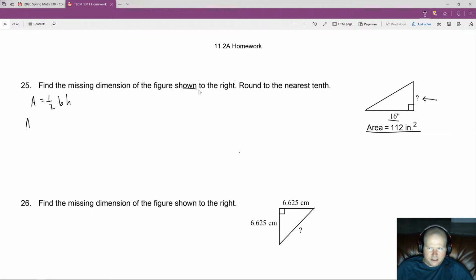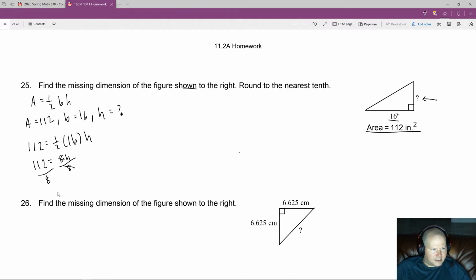We know that area is equal to 112. We know the base is equal to 16, but what we don't know is the height. So we just plug it into the formula, which gives us 112 is equal to 1/2 base being 16, and the height, which we don't know. So we have 112 is equal to 1/2 of 16, which is 8h. Now, to find h, I'm going to undo the multiplication of h by 8 by dividing by 8, and whatever I do to one side, I do to the other. 112 divided by 8 is 14.